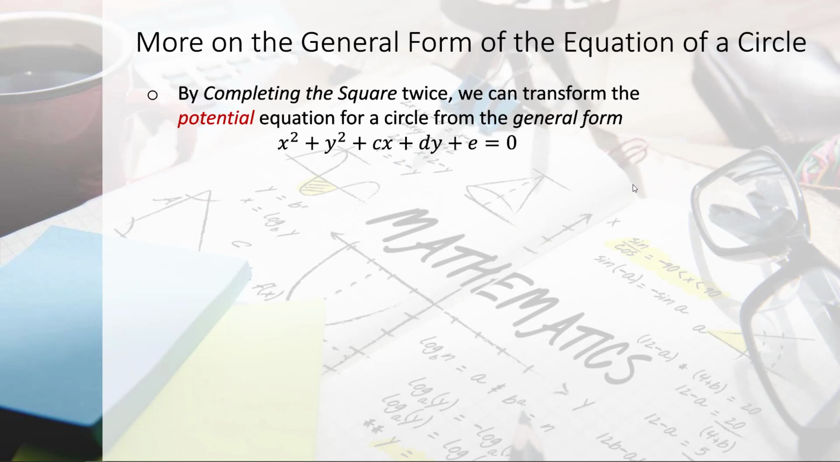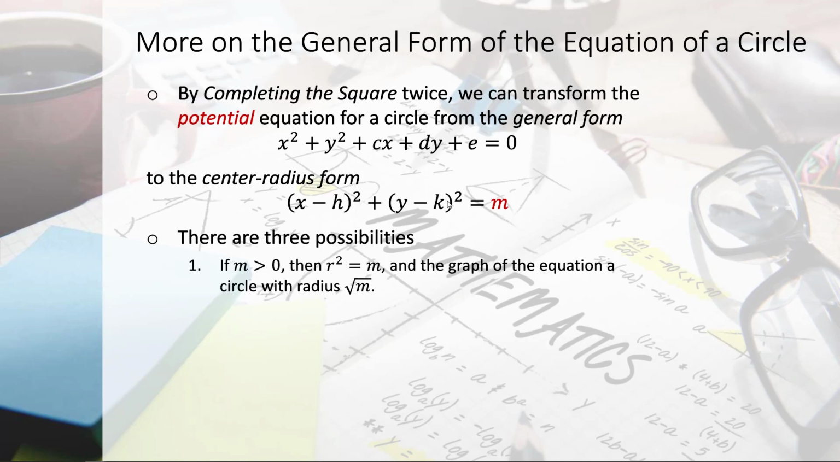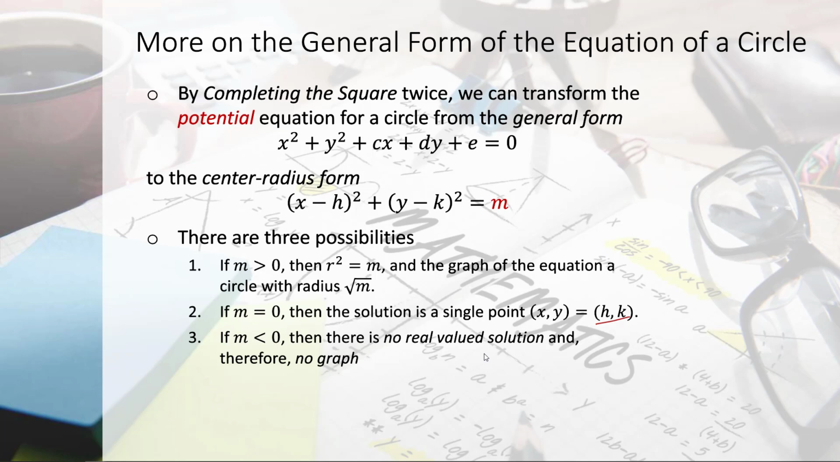Now, as I mentioned before, by completing the square twice, we can transform the potential equation for a circle from the general form into the center radius form. However, there are 3 possibilities. First, if m is greater than 0, then we have a circle of radius square root of m, which is centered at (h, k). If m is equal to 0, we have a point. There's only one point that's a solution to that equation, and the point is (h, k). If m is less than 0, since we're restricting ourselves to the real line, the graph does not exist.